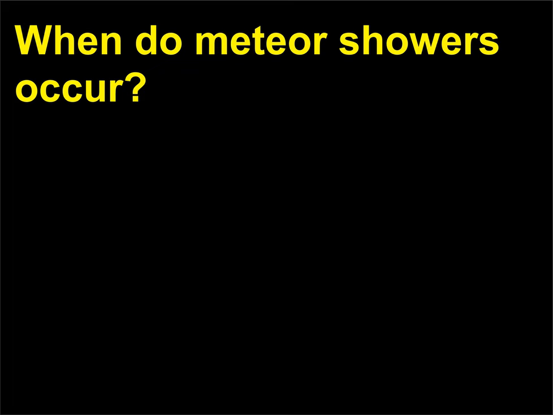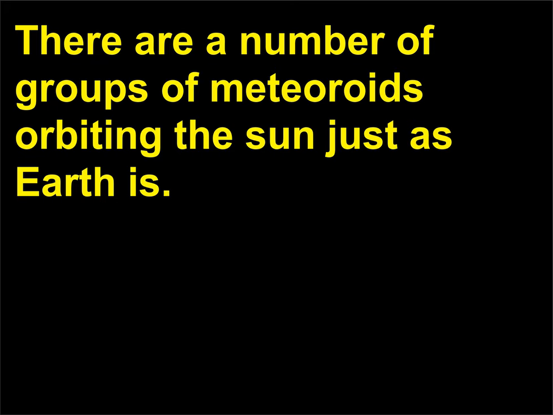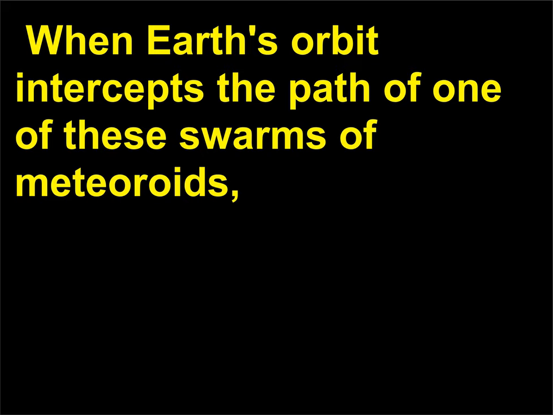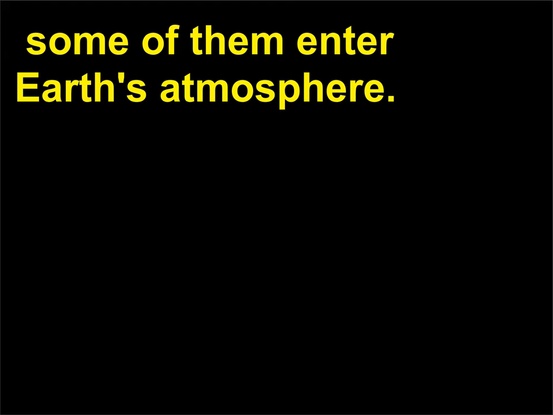There are a number of groups of meteoroids orbiting the Sun just as Earth is. When Earth's orbit intercepts the path of one of these swarms of meteoroids, some of them enter Earth's atmosphere.